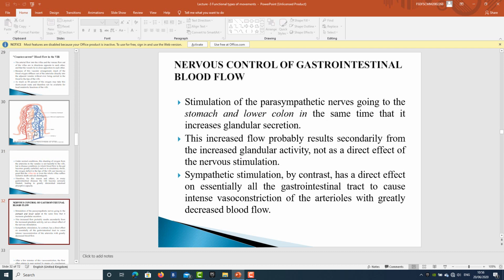Now, nervous control of gastrointestinal blood flow. Stimulation of the parasympathetic nerves going to the stomach and lower colon increases blood flow at the same time that it increases glandular secretion. This increased flow probably results secondarily from the increased glandular activity, not as a direct effect of the nervous stimulation. Sympathetic stimulation, by contrast, has a direct effect on essentially all of the gastrointestinal tract to cause intense vasoconstriction of the arterioles with greatly decreased blood flow.